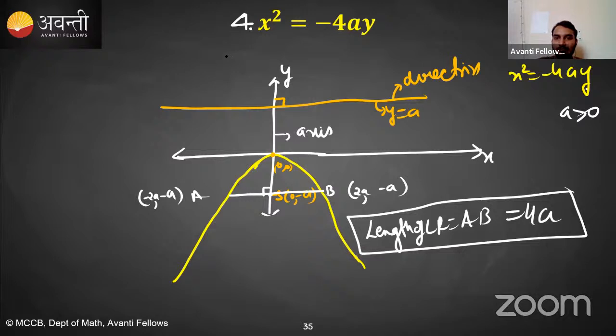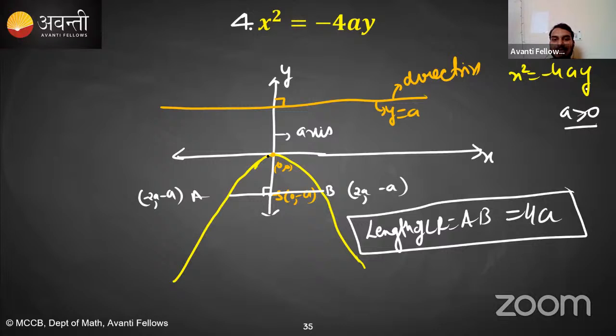फोकस is x equal to 0, minus a. हम हमेशा a को पॉजिटिव मान के चल रहे हैं. ओके, a is always positive. ओके, now this focus is 0, minus a. Vertex is 0, 0, which is origin.